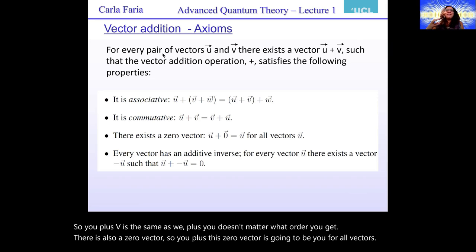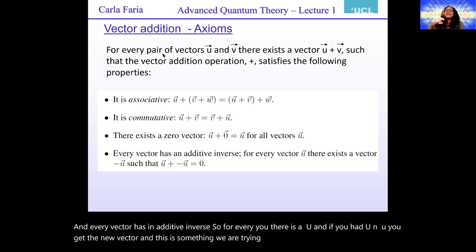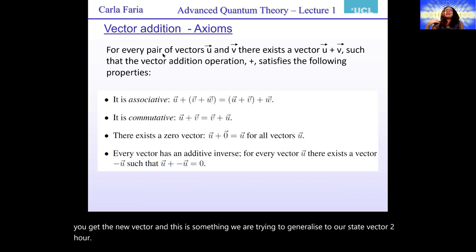And every vector has an additive inverse. So for every u, there is a minus u. And if you add u and minus u, you get the null vector. And this is something we are trying to generalize to our state vector, to our Hilbert space, if you wish, okay?